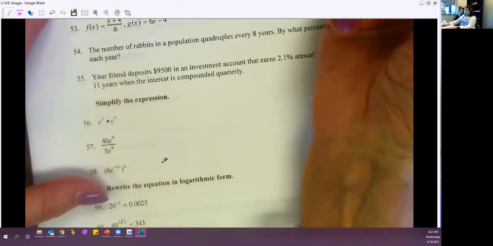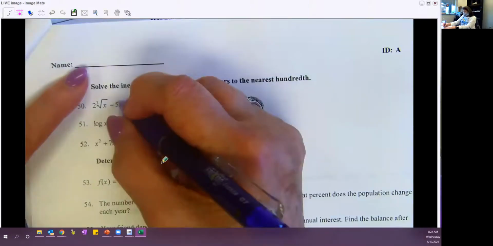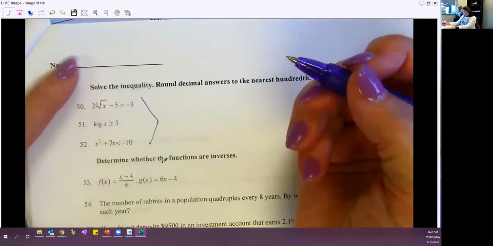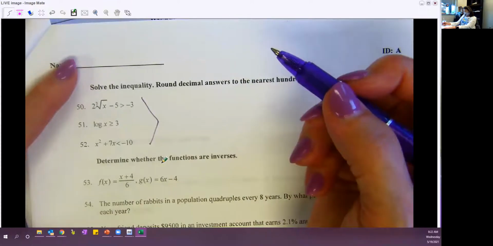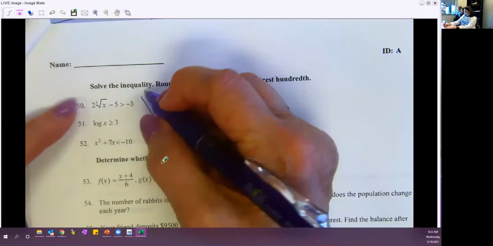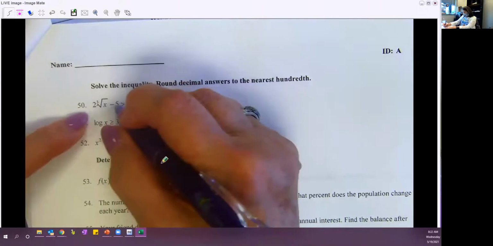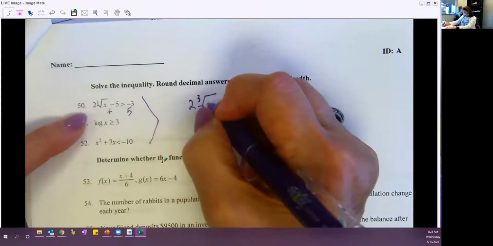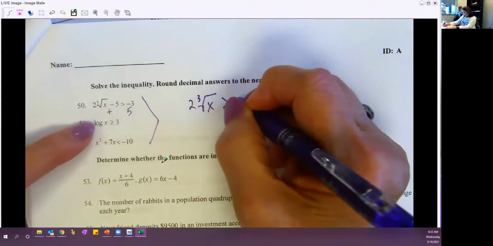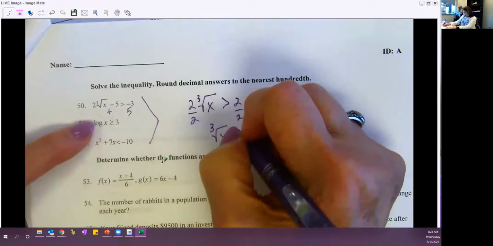Okay, for the inequalities, you solve these just like you did in Algebra 1. When it's an inequality, you have to check the answer against... no, wait, yeah, this is an inequality. If you multiply or divide by a negative, you have to flip the symbol. So the first thing we're going to do here is add the 5 to the other side. So we have 2 cube root of x greater than 2. We divide by 2. So the cube root of x has to be greater than 1.